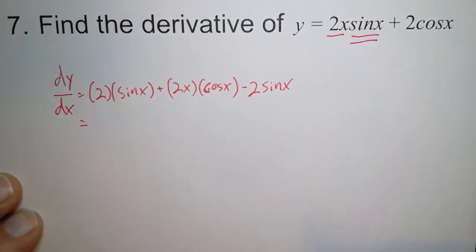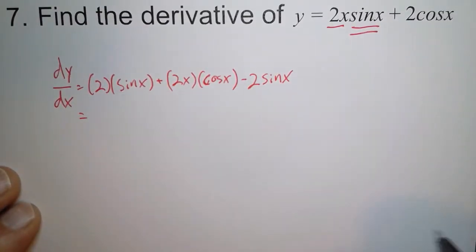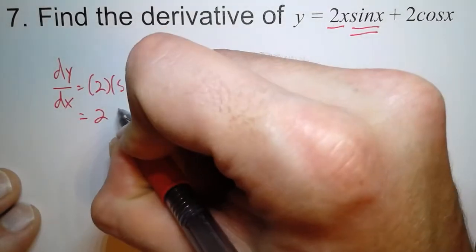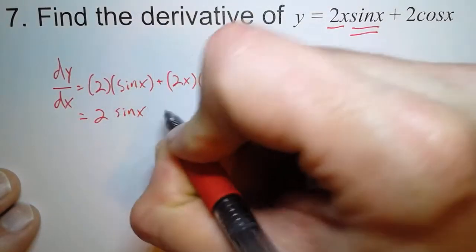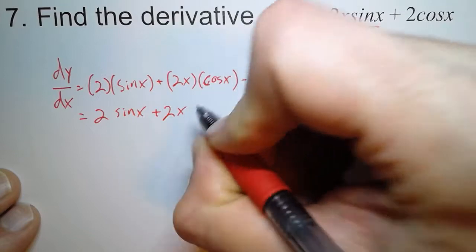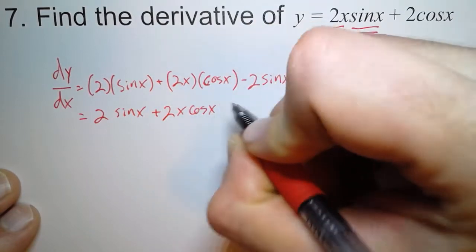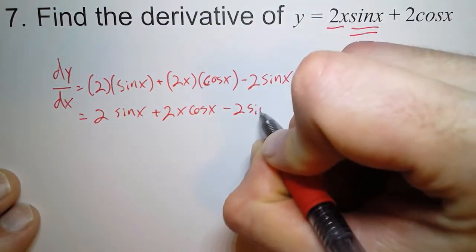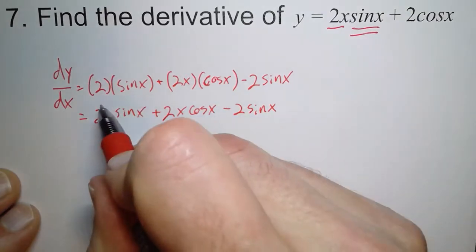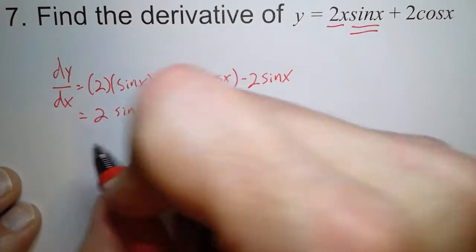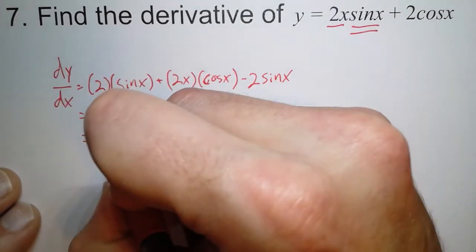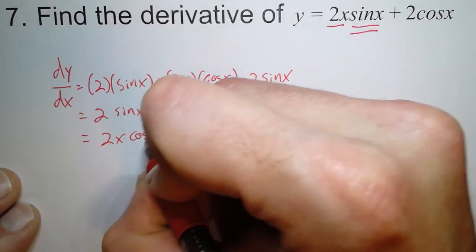Now let's expand this out because this one will simplify. We're going to have 2 sine of x plus 2x cosine of x minus 2 sine x. And what happens is these two terms cancel out. So we're left with 2x cosine of x.